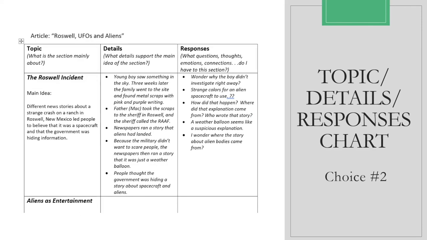Your next choice is the Topic Details Responses Chart. Again, this chart is three columns. In the first column, you would record the subheadings in the text. You would also write a main idea statement for what that entire section was about. What will help you to create that main idea statement is the middle column. In the middle column, you will list important details from the section. Then you would consider all of those details and think of how you could pull all of them together to write your main idea statement for that section in the first column. The third column, responses, is for you to list what you were thinking while you were reading.